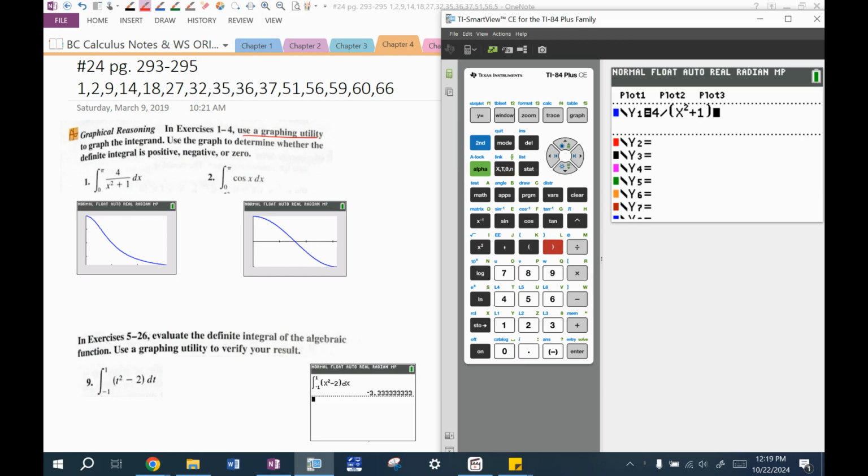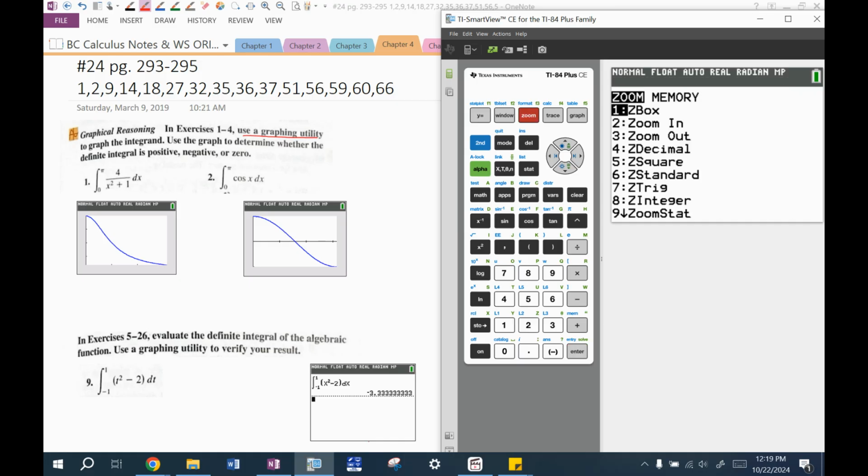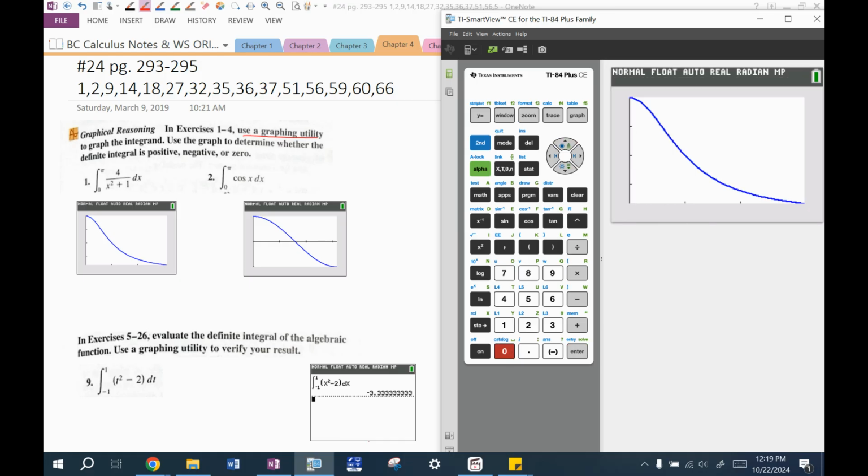plus 1, or remember alpha y equals gets you to the fraction key. Sometimes people get confused about parentheses, so either way, you need to graph this expression. I only want to look on 0 to pi, so I'm going to go to the window and set this to 0 to pi, and then I choose zoom fit, which is option 0. And that shows me just the section of interest.